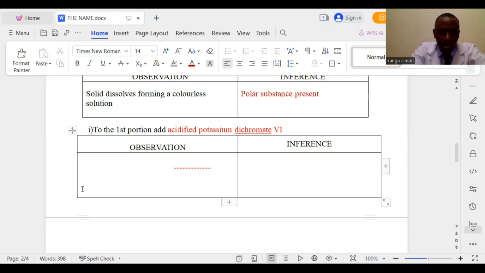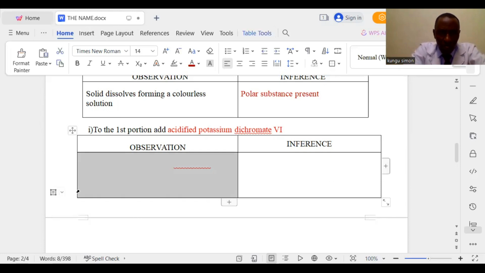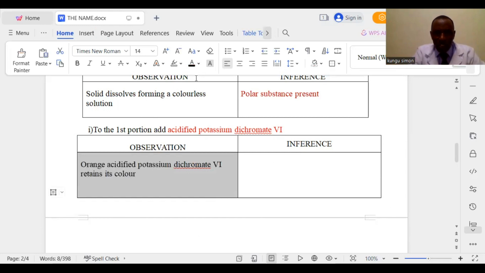Let's have a look at a likely observation that we can get from here, and we see what we're talking about. Now, this is the thing here. Look at that: orange acidified potassium dichromate VI retains its color. I want to say this, that when you're commenting about this, you must mention the color.